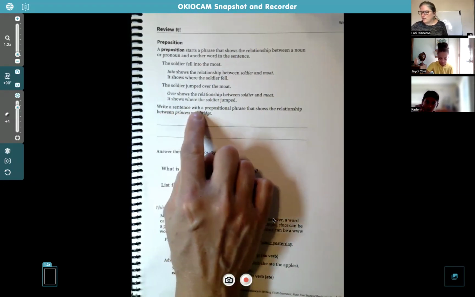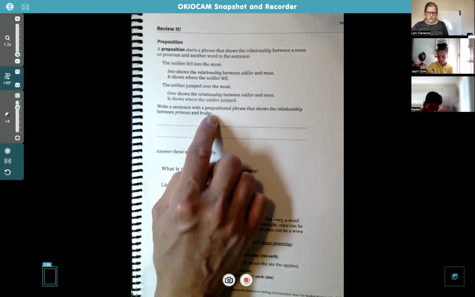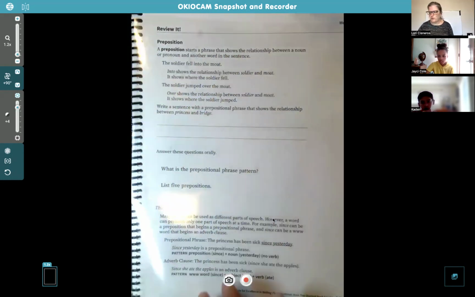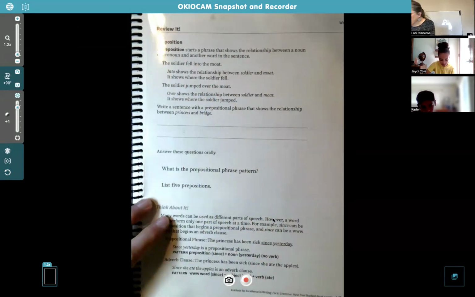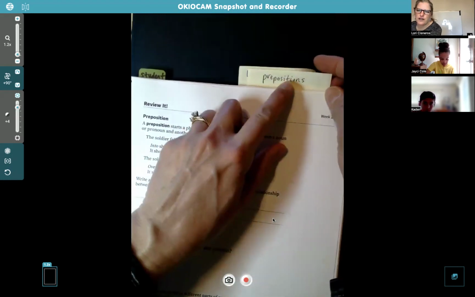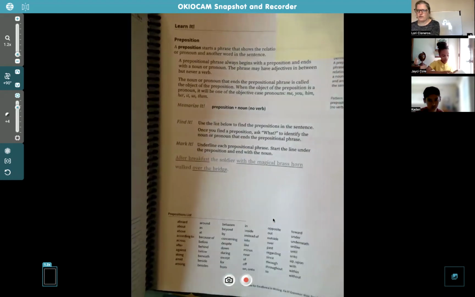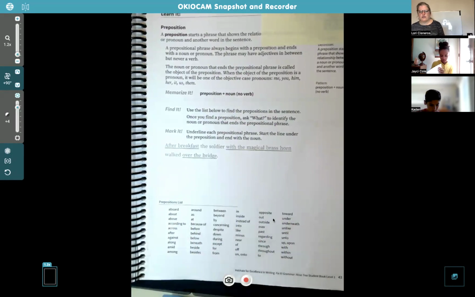And then it says here, write a sentence with a prepositional phrase that shows the relationship between princess and bridge. So this is where you can think of your own sentence. Can you guys think of a sentence using princess and bridge and try to think of a prepositional phrase to put in there between princess and bridge? Oh, before you do that, let's go back and refresh our memory of all the prepositions. Do you guys remember way back when we made this tab right here, the post-it note? Go back to that page where we put that post-it. It's on page 43, way back. And at the bottom of that page, you'll see the prepositions. Page 43, just flip back to that page.